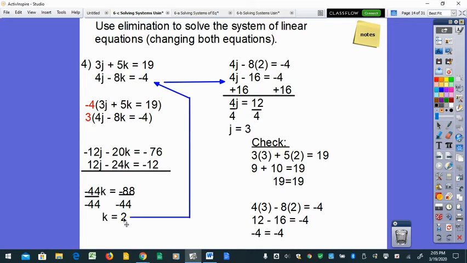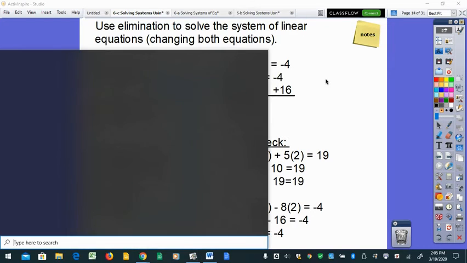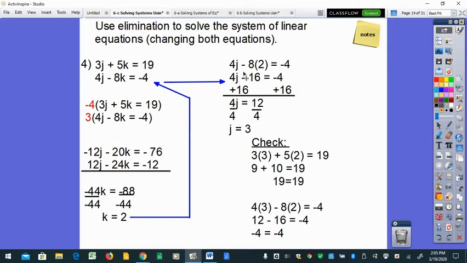K equals 2. I'm going to put that 2 back in, you'll see the bottom one this time. Oops. And when I do the math there, I'm going to add 16, divide by 4, and I get the j. Now I'm using a different variable in here just because I wanted to remind you that sometimes science and applications will use different variables. They don't always have to be x and y.